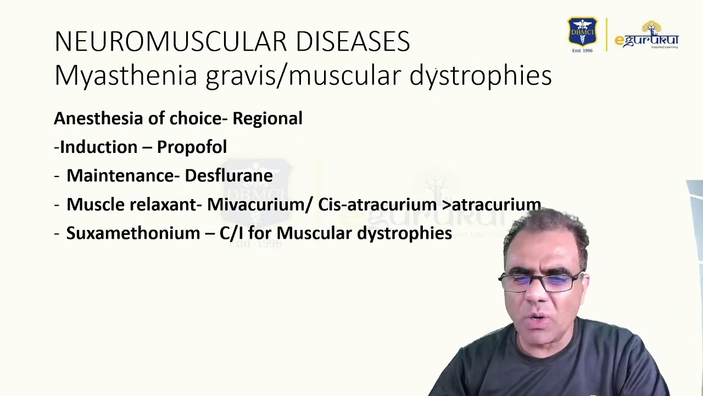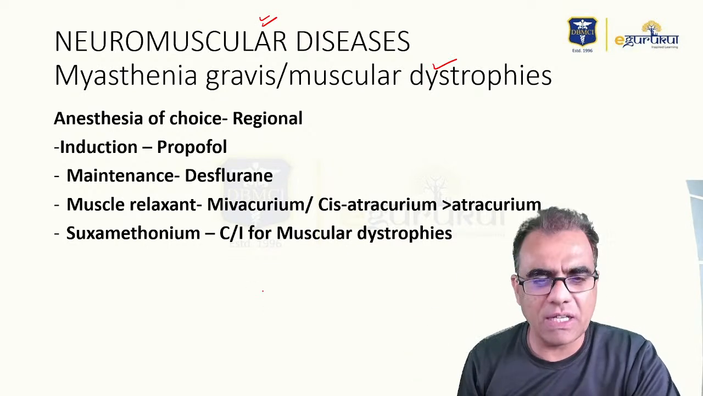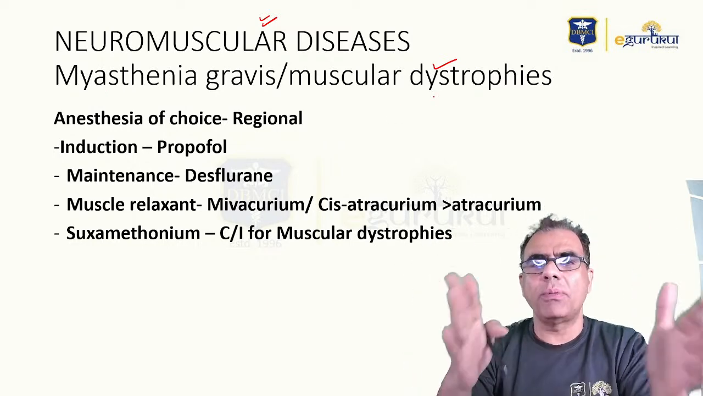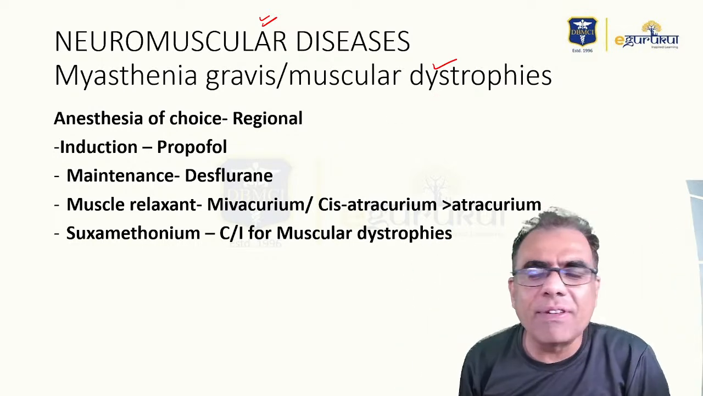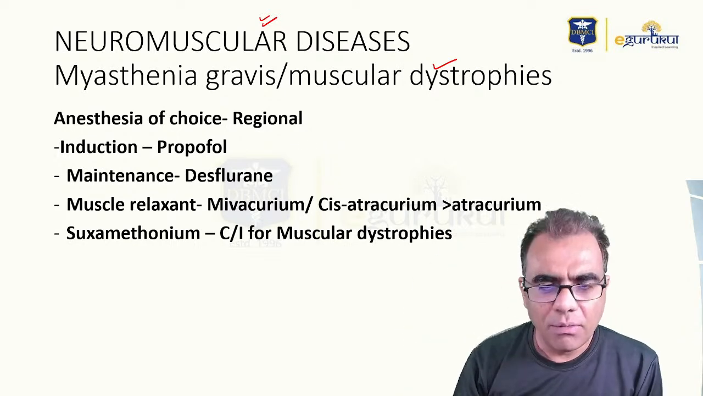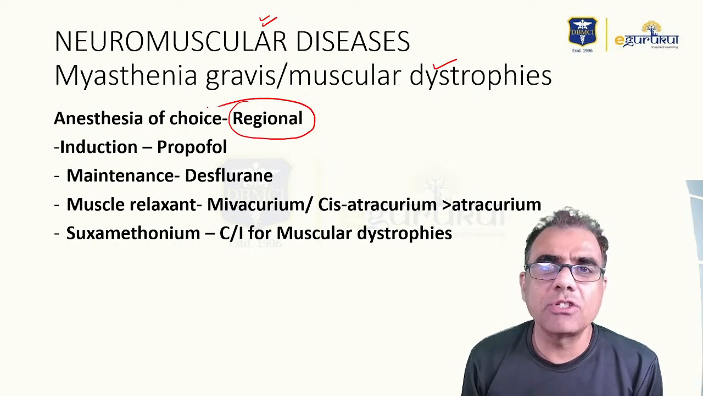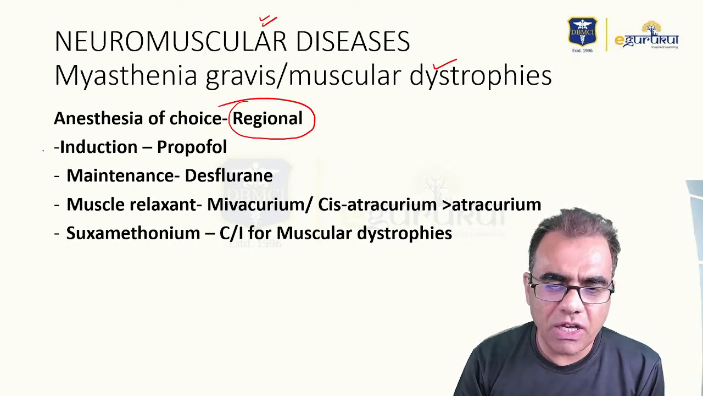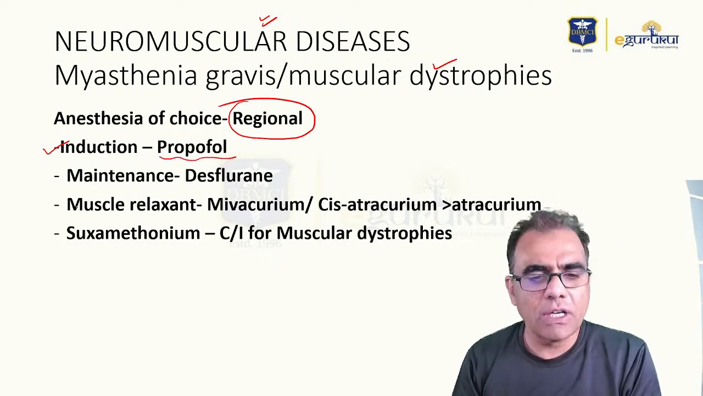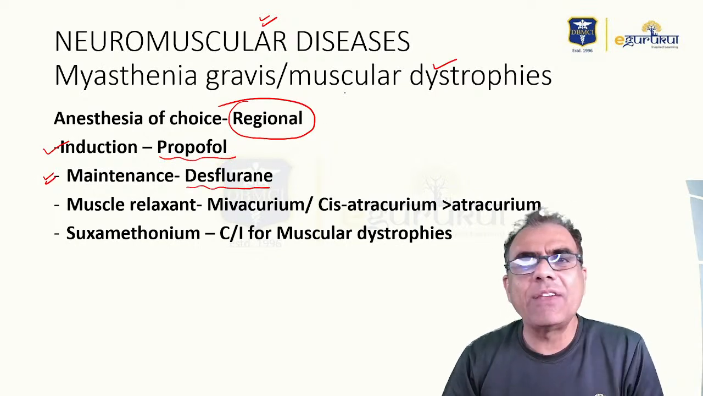Myasthenia patients, muscular dystrophy patients, or in other words neuromuscular disease patients, are very frequently asked in exams. The problem is that they exhibit abnormal sensitivity to muscle relaxants. So avoid muscle relaxants, which means avoid GA, which means the anesthesia of choice is regional, but that is not always possible. We have to give GA. If GA, then obviously induction is propofol, short duration. Maintenance agent is desflurane, which has the least effect on muscle relaxants.